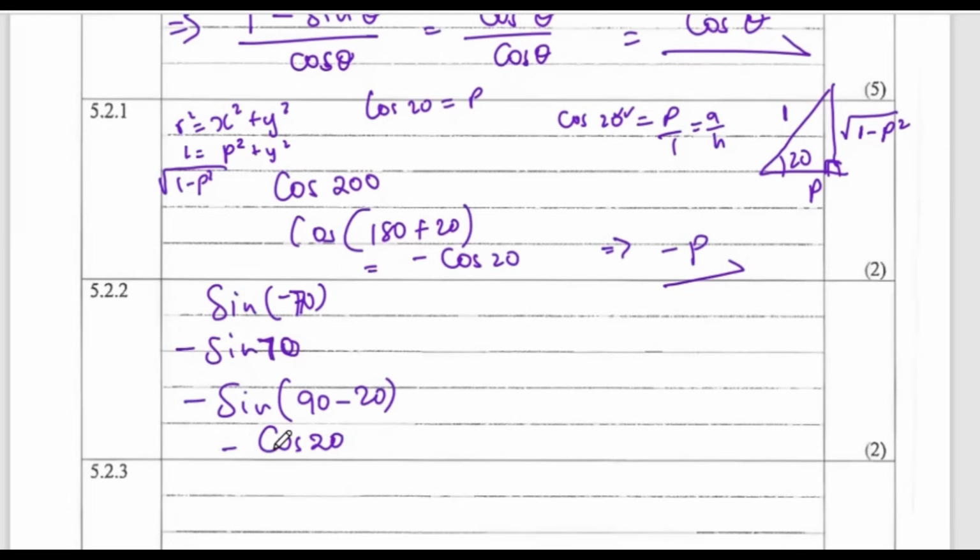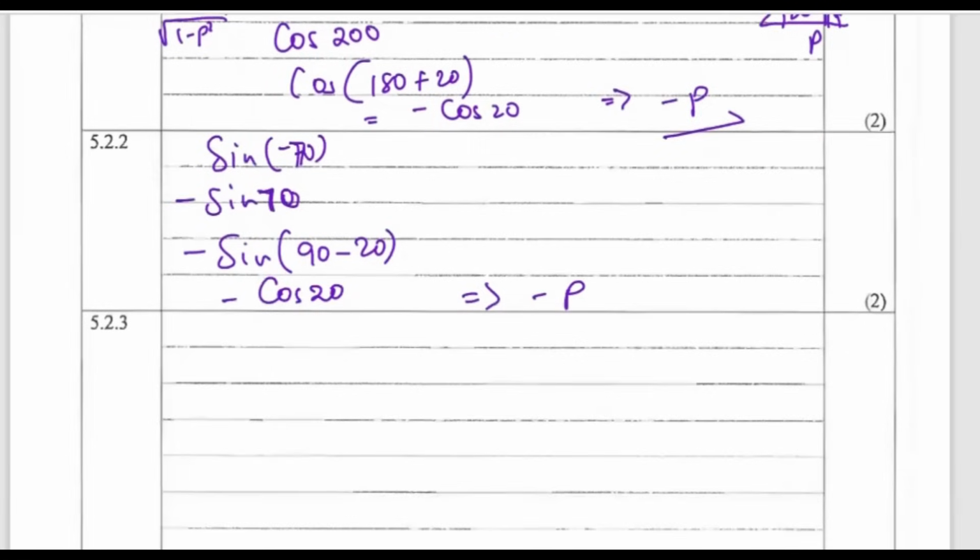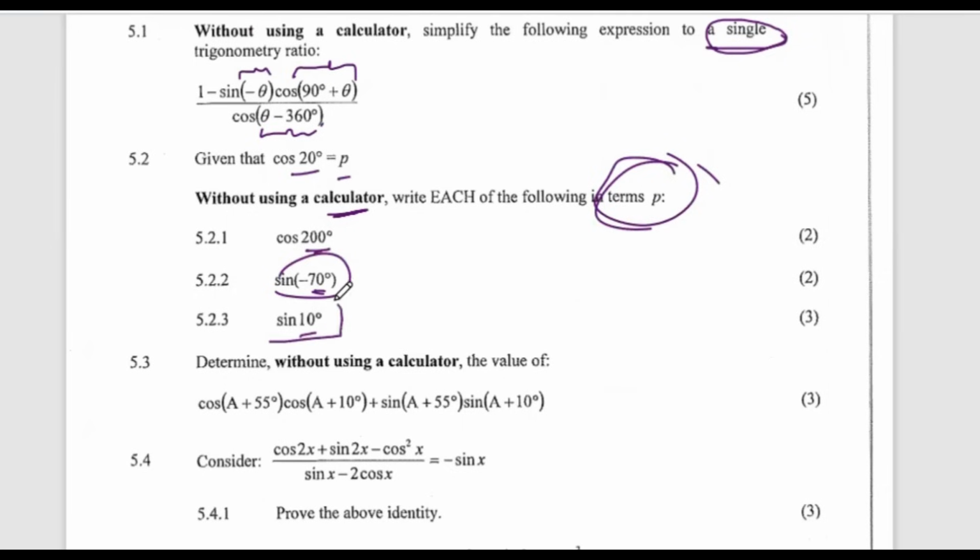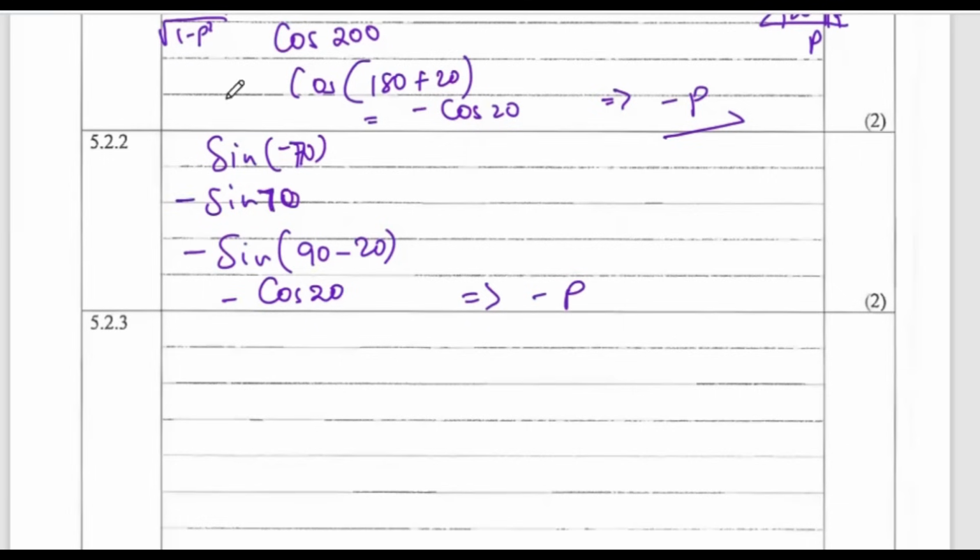Okay. Then still, which is the same as the previous question, which means our answer is a negative P. Then 5.2.3, they want the sine of 10. So now, what is happening? We have a 20 and then we have a 10. So you can see that 10 is just a half of 20.